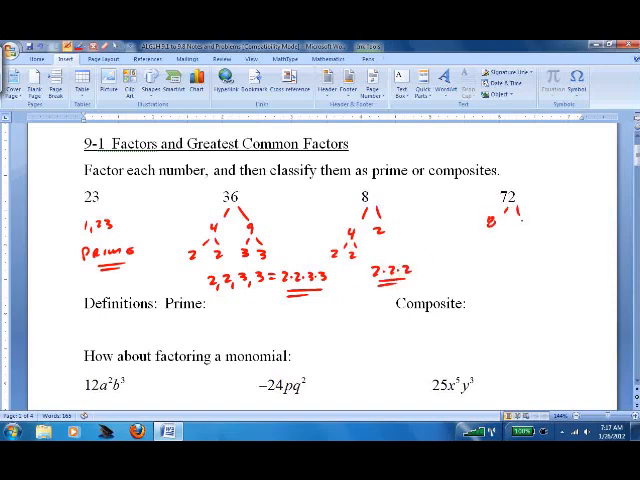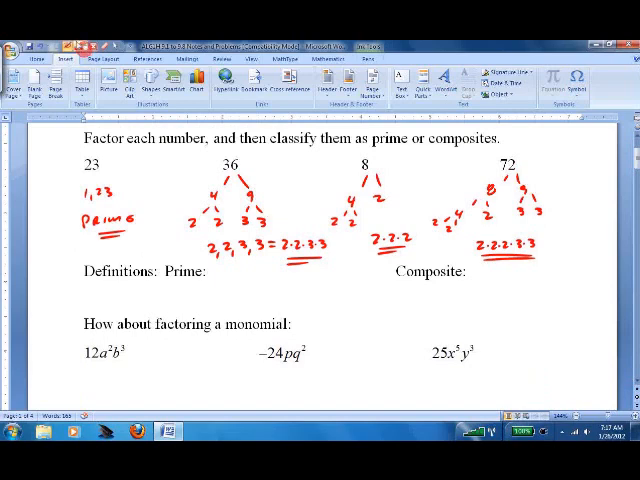And 72. 2 times 2 times 2 times 3 times 3. So that leads us to the definitions of prime. Prime, the only factors are 1 and the number. Composite means there's just more than that. So it's not just 1 and the number, there's a 2, there's a 3, extras.